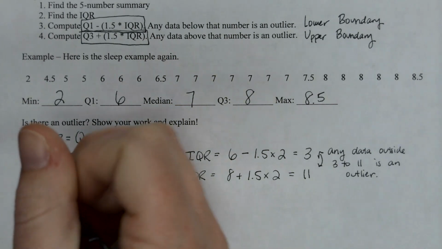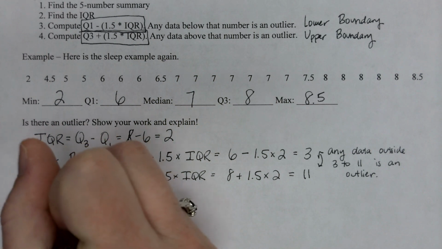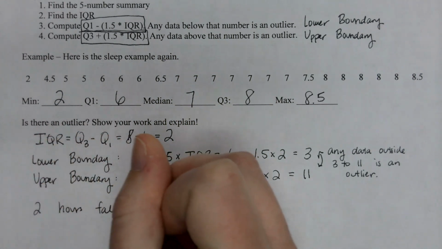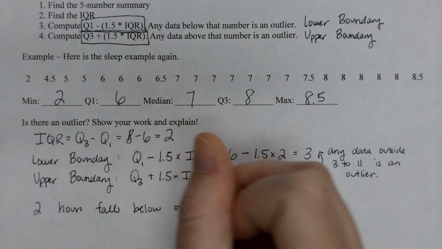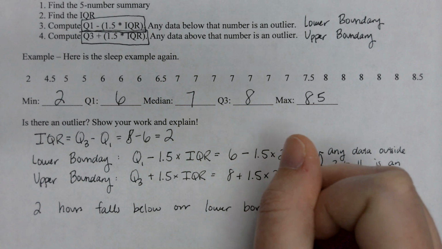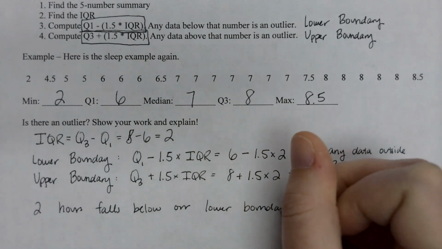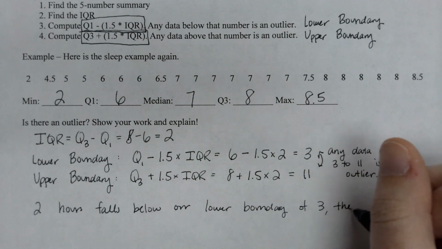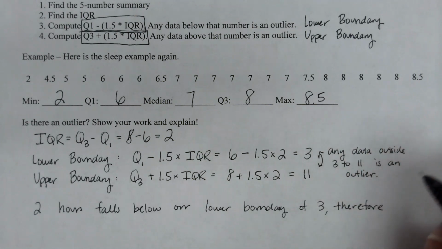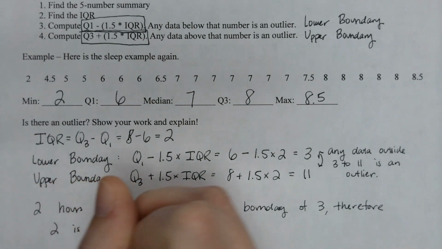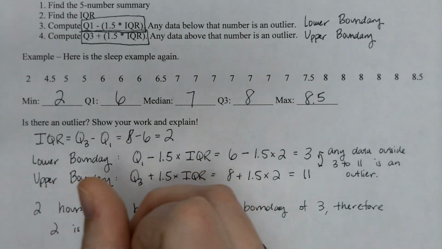falls below our lower boundary of 3. So we say 2 hours falls below our lower boundary of 3. Therefore, 2 is an outlier in our data set.